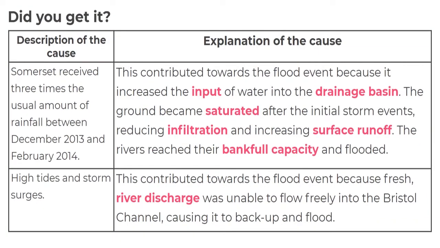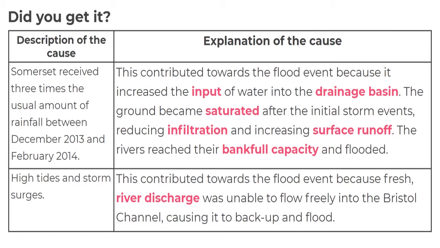So we're now ready to mark your work, so please ensure that you have a different colour pen in order for you to do this. So let's have a look at what your answers should have included. So let's look at the first physical cause of flooding. Somerset received 3 times the usual amount of rainfall between December 2013 and February 2014. This contributed towards the flood event because it increased the input of water into the drainage basin. The ground became saturated after the initial storm events, reducing infiltration and increasing surface runoff. The rivers reached their bank full capacity and flooded.